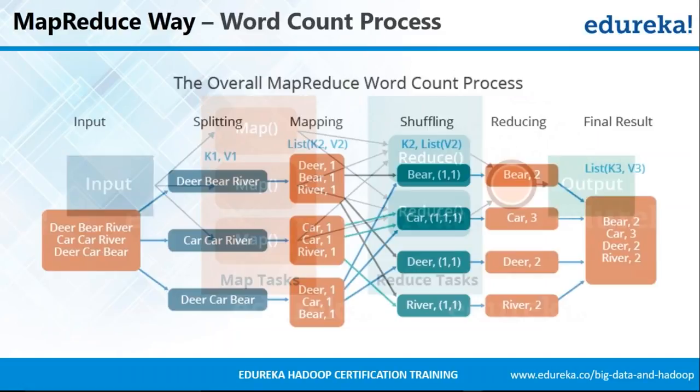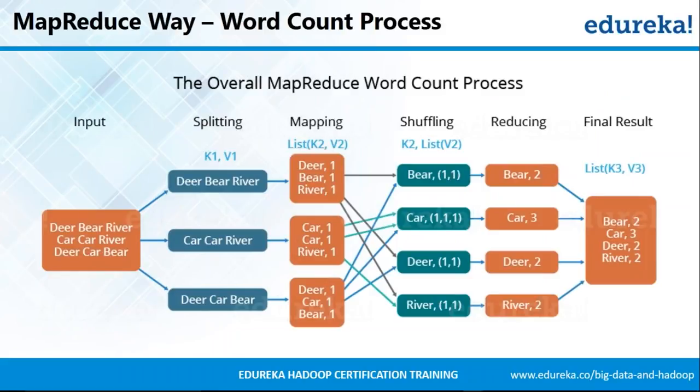Now this was the example that we looked at. The entire input was deer, bear, river, car, river, deer, car, bear. We had 3 input splits: deer, bear, river is the first, car, river is the second, and the third one was deer, car, bear. There was a mapping phase in which the count of 1 was assigned against every word in the input split. So deer, 1, bear, 1, river, 1. Similarly for input split 2 and for input split 3.